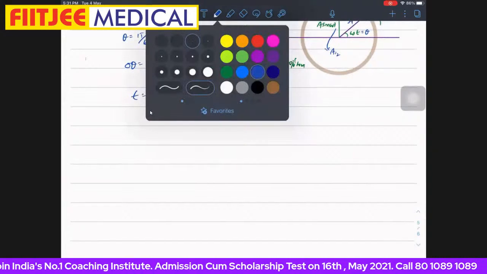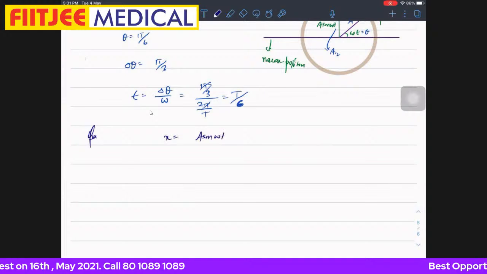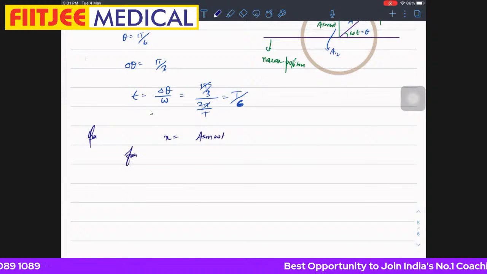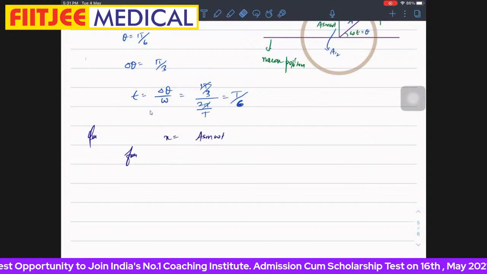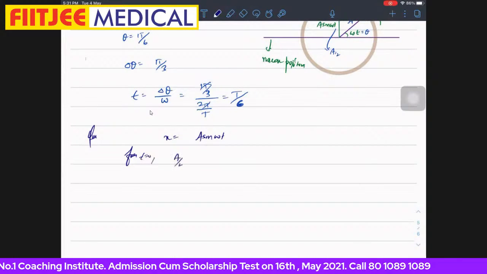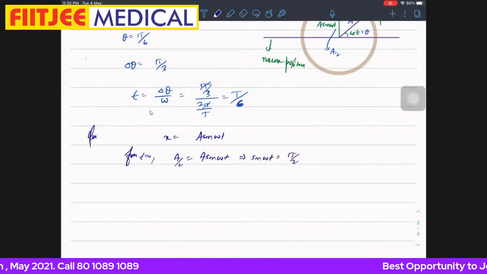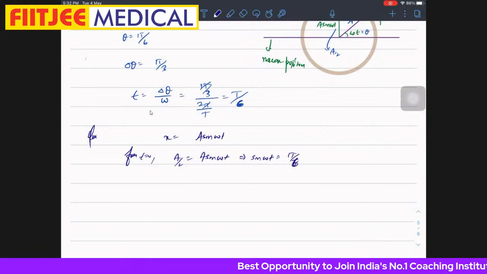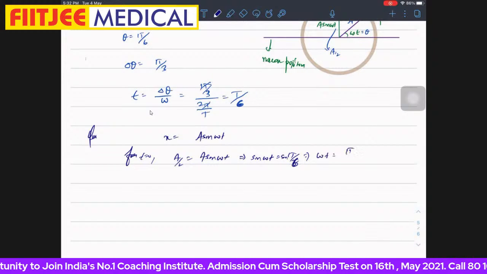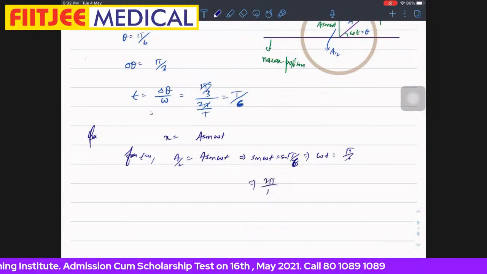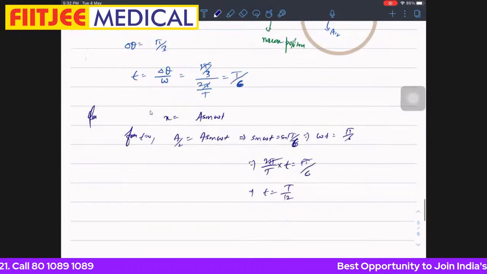One other way to do these problems is the equation method. We write the equation x equals A sin omega t, starting from the mean position. For t equals 0, its position is A by 2. So A by 2 equals A sin omega t, so sin omega t equals 1 by 2, which is sin pi by 6. So omega t equals pi by 6, so 2 pi by T into t equals pi by 6. So t becomes T by 12.